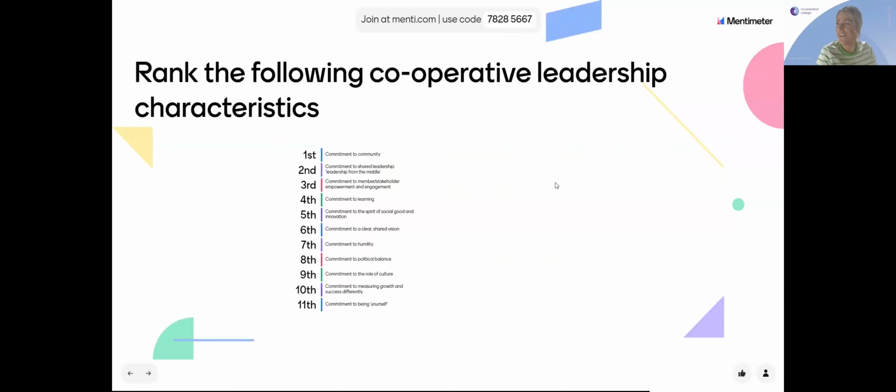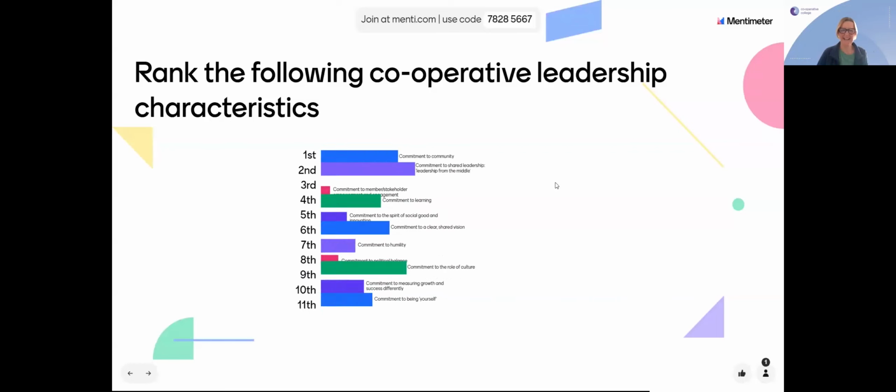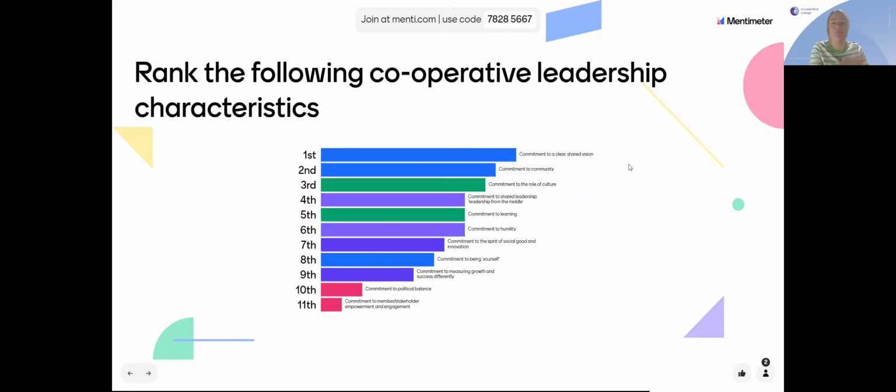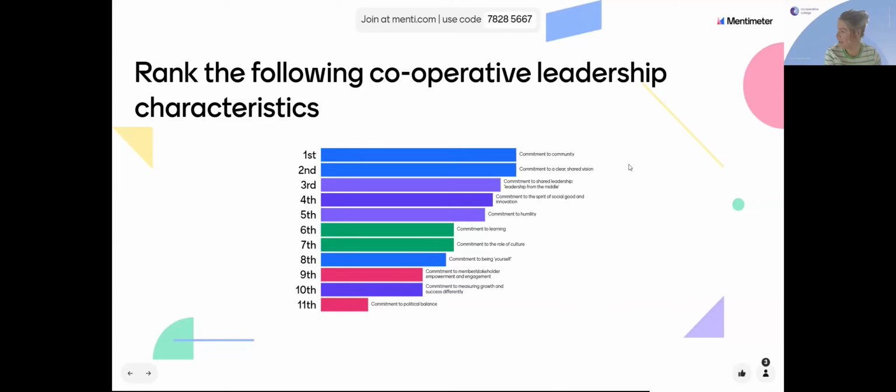Quite a few to get through, isn't there? Oh, no, it's looking good though. I love how it comes together. Okay, so at the top, what have we got first? Commitment to shared lead. Oh, in fact, I'm not even going to say because it's going to keep changing the more people enter their answers. I'll give it another minute. Just jumping in at the gun there, aren't I?